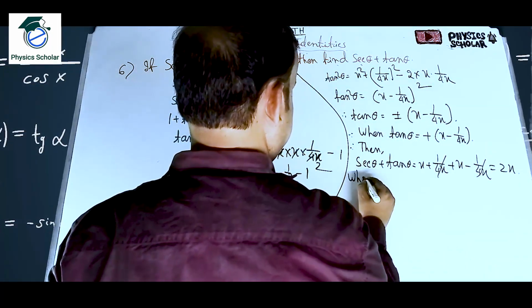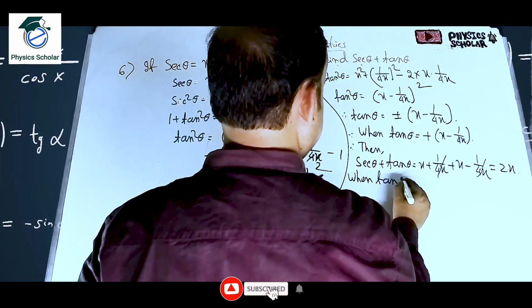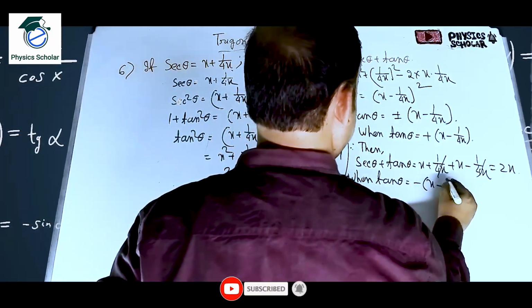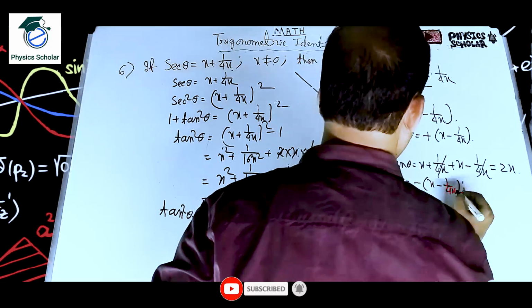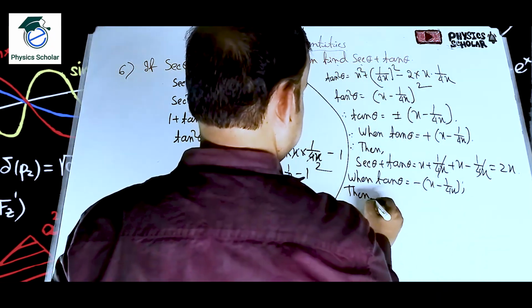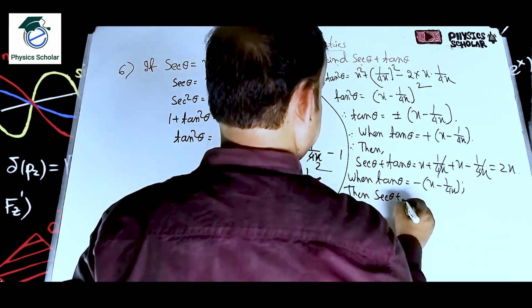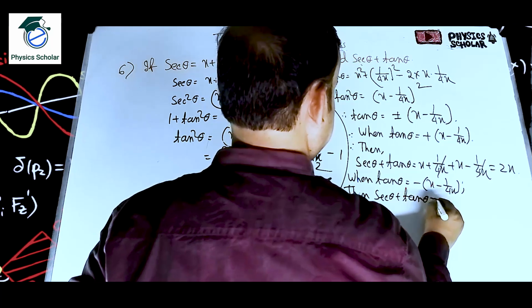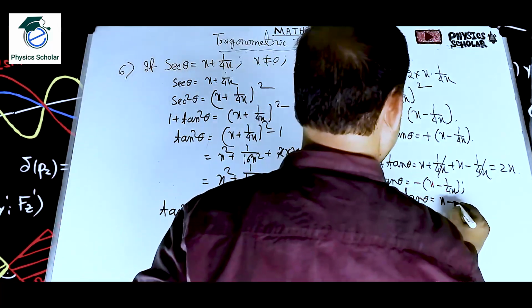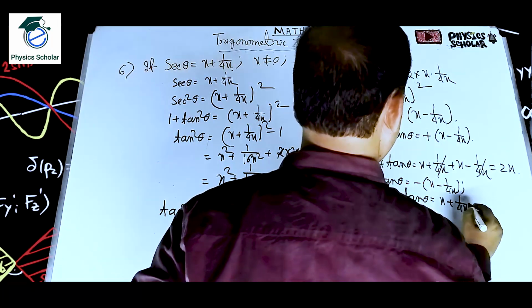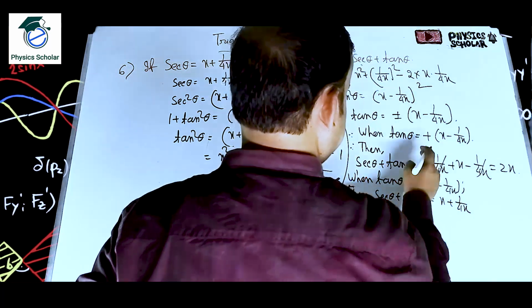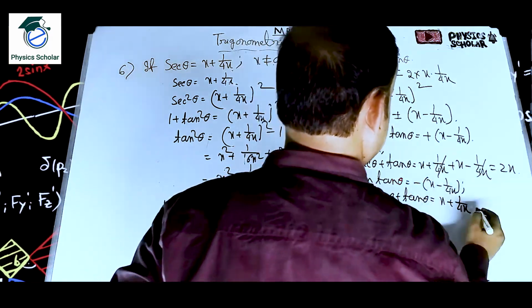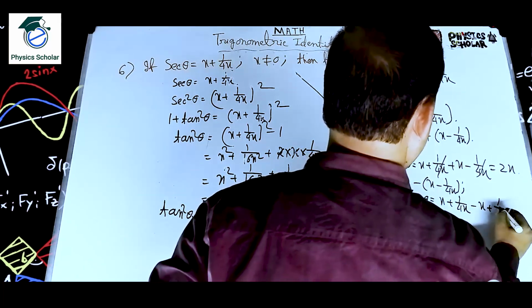When tan theta is equal to minus x minus 1 by 4x. Okay. Then what? Sec theta plus tan theta is equal to what is the value of sec theta? x plus 1 by 4x. Okay. Plus, that means what? Here it is now minus. So minus x plus 1 by 4x.